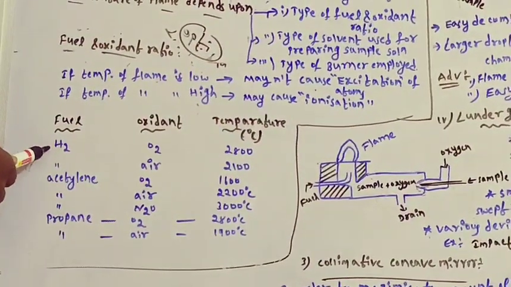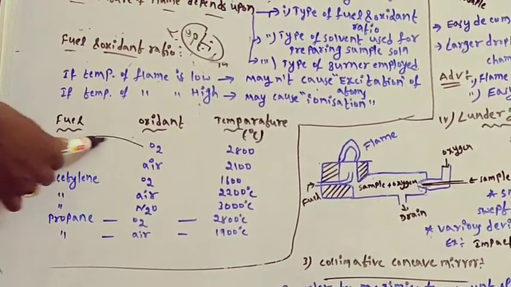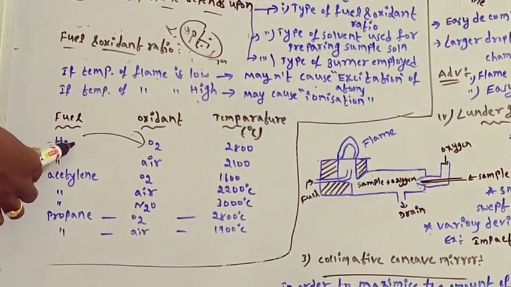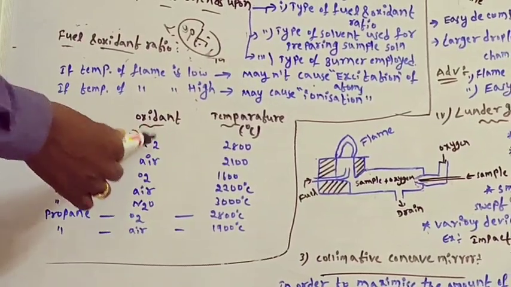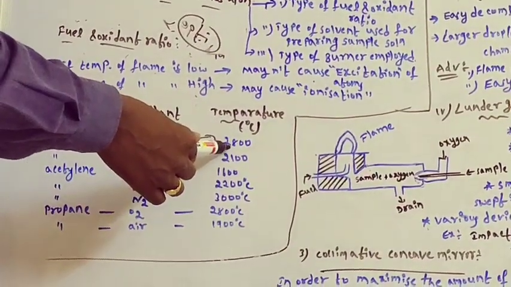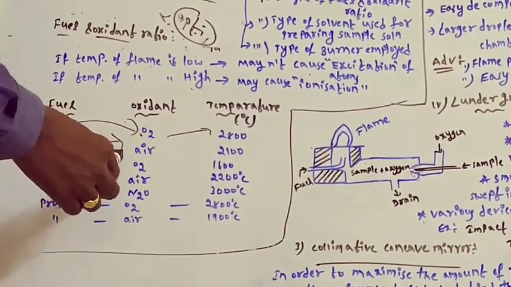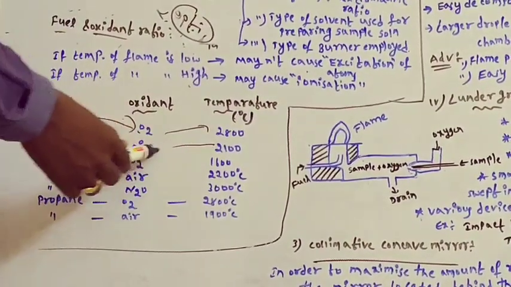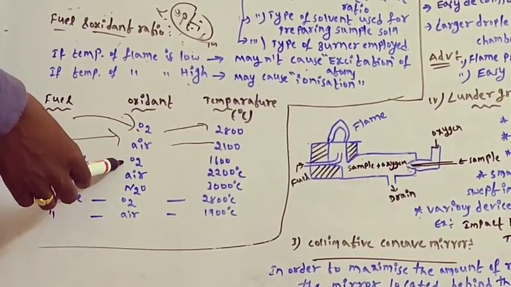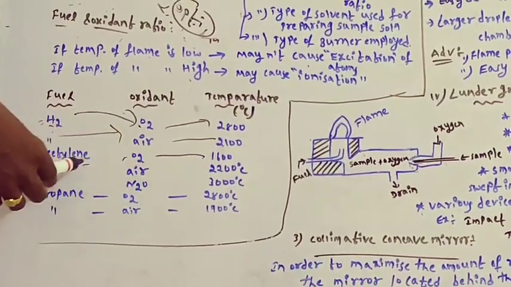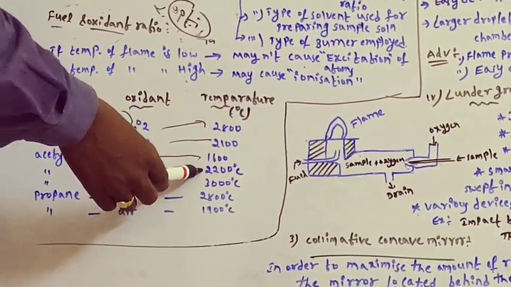You can see here, if the fuel is hydrogen and the oxidant is oxygen, we will get a temperature of about 2800 degrees centigrade. If the fuel is hydrogen and the oxidant is air, we will get 2100 degrees centigrade. If you use acetylene as the fuel and oxygen as the oxidant, we will get 1600. If you use acetylene as the fuel and air as the oxidant, we will get 2200 degrees centigrade.